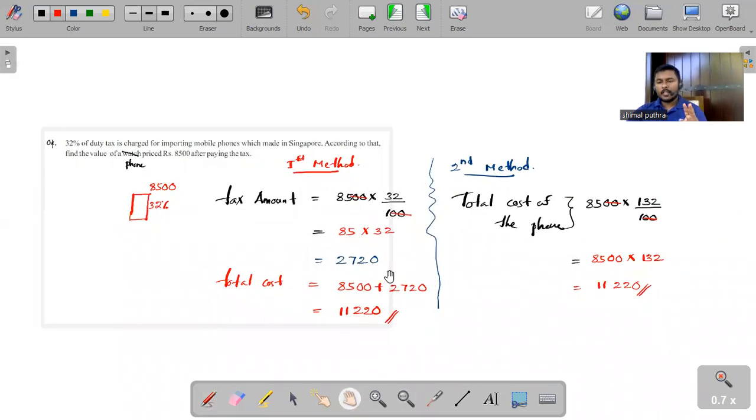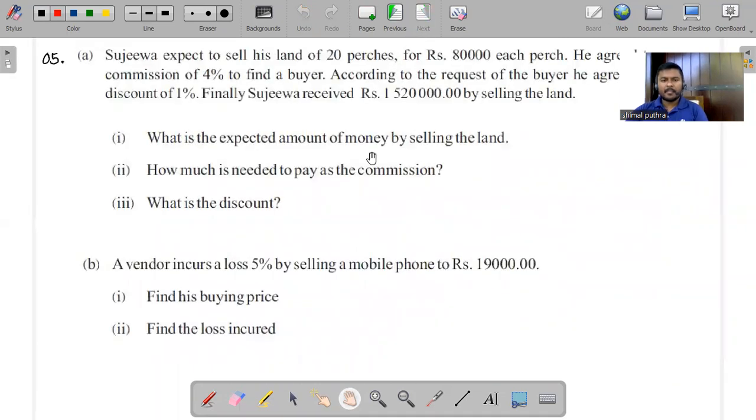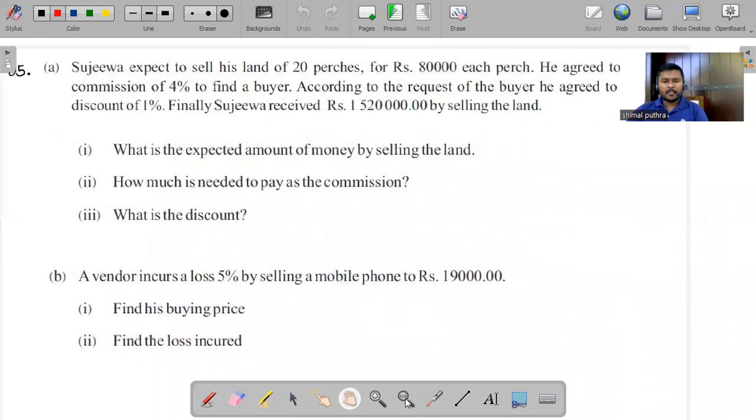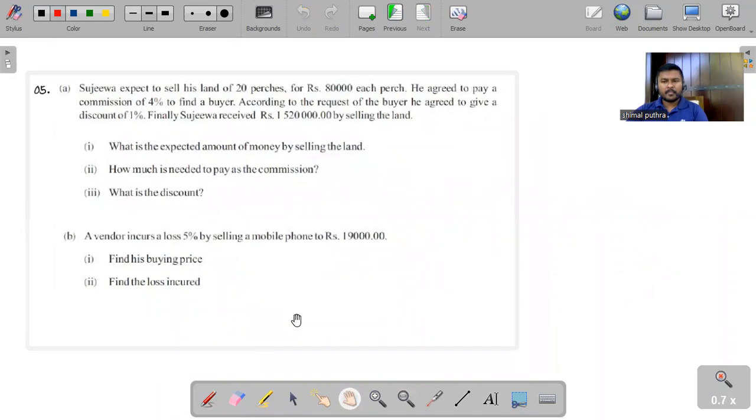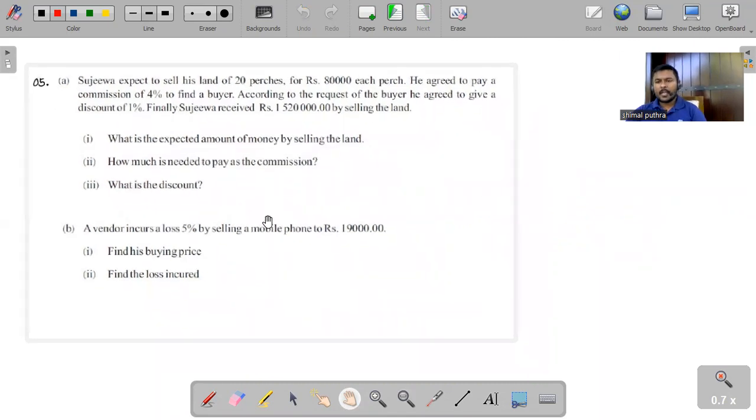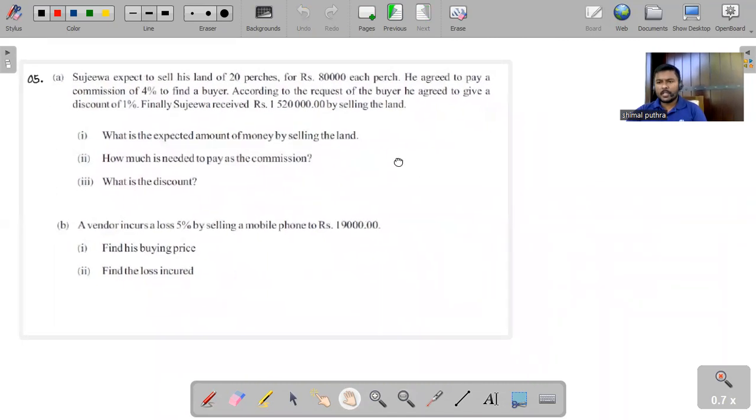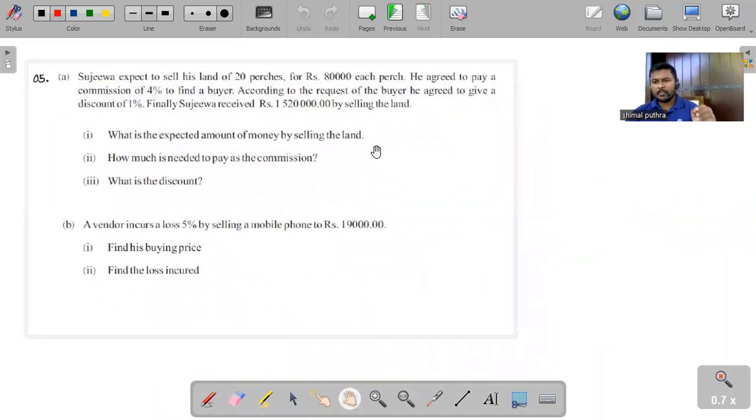So we did this question by using both methods. Okay, please pause the video and copy the answer, and we can move to the next question. Okay, question number 5. Please read the question quickly. Give me 1 minute. Please pause the video and read the question.